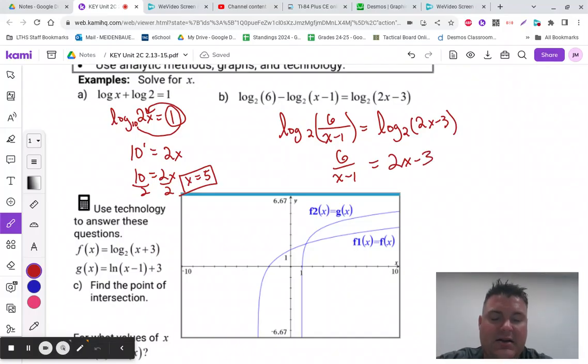Oh, getting a little laggy here. And then from there, we just do some old school algebra. We're going to cross multiply. So 1 times 6 is 6. And then we got x minus 1. Oh, getting laggy again.